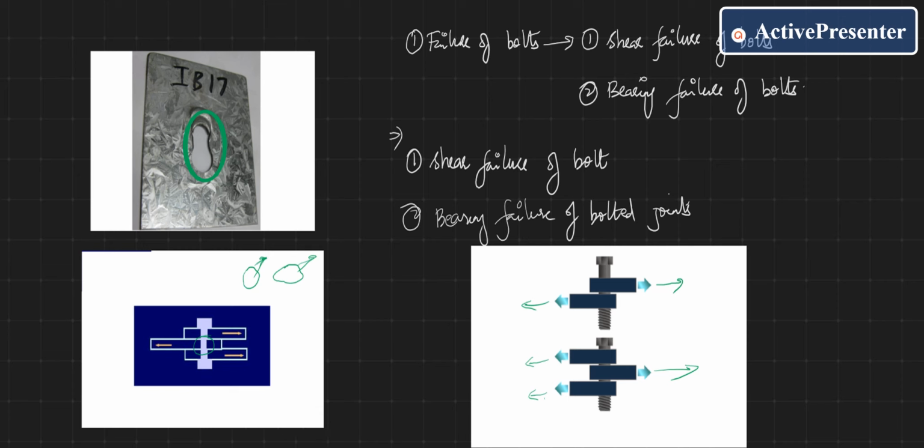Now these are the two types of failure taking place in case of a bolted joint, that is shear failure of bolt and bearing failure of bolt. Hope you are clear on this. Now we will move on to the second kind of failure for a bolted connection, that is failure of plates. In failure of plate, the first one is shear failure of plates.